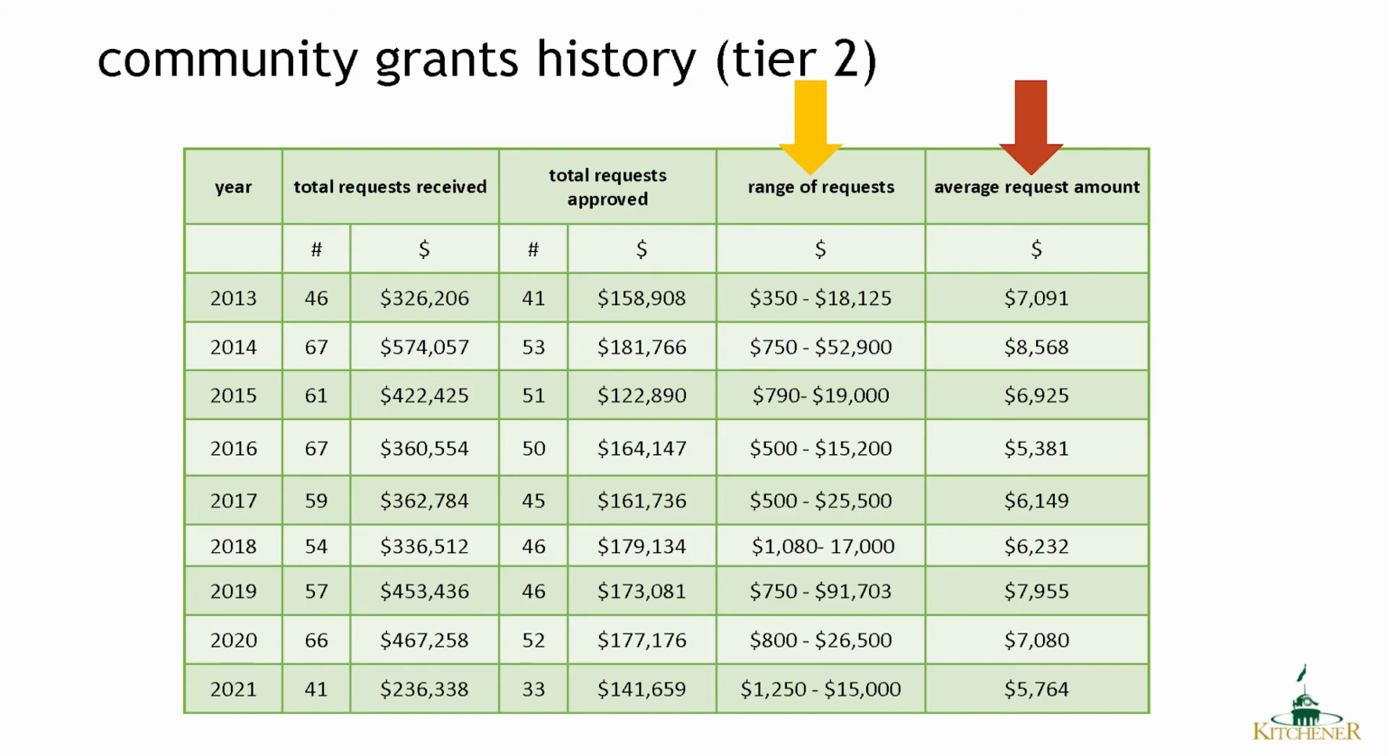The next several slides look back at previous years' grant experience. It can be helpful to know what happened in past years, as it can provide an indication of what you might expect for this year. This slide provides a 9-year history of Tier 2 grants. You'll note that the total requests received are always greater than the total requests approved. Now for a little more detailed information about last year.